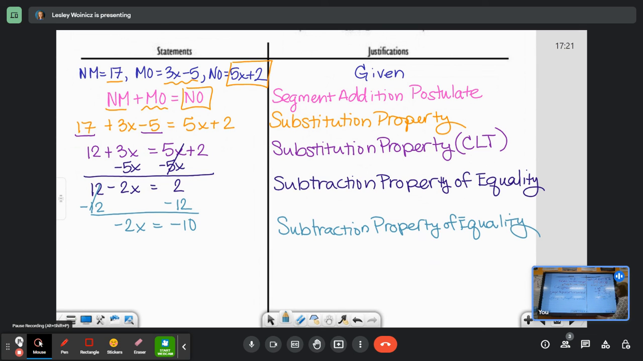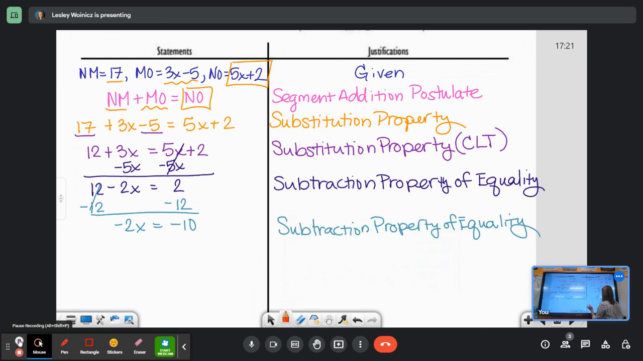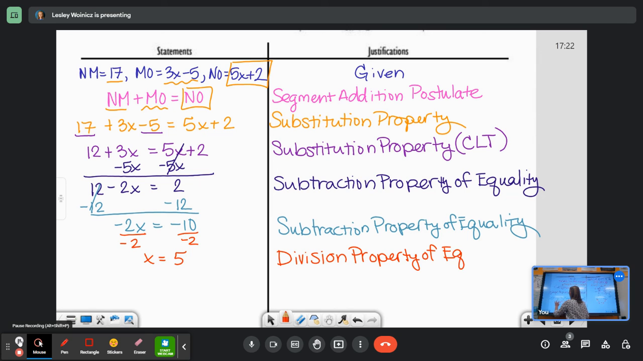Last but not least, I have to divide by negative 2. That gives me x equals 5. That was my division property of equality. Make sure you write out all of these steps because there are a couple proofs on your assignment and you will need these as examples to follow.